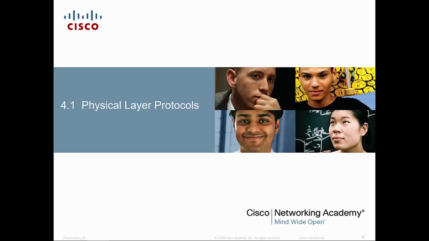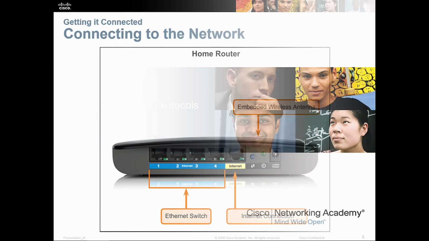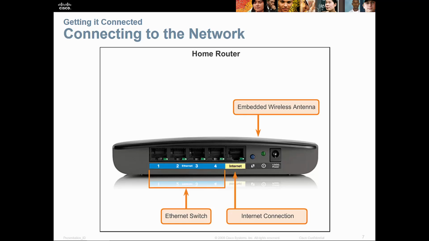So let's look at the first one, our physical layer protocols, and that's going to be what's happening at the wiring aspect. Here we have a small office, home office, or SOHO router, and this is actually a router, a switch, and a wireless device all combined into one. So if we're hooking this up for internet usage, how do we do that? How do we hook it up?